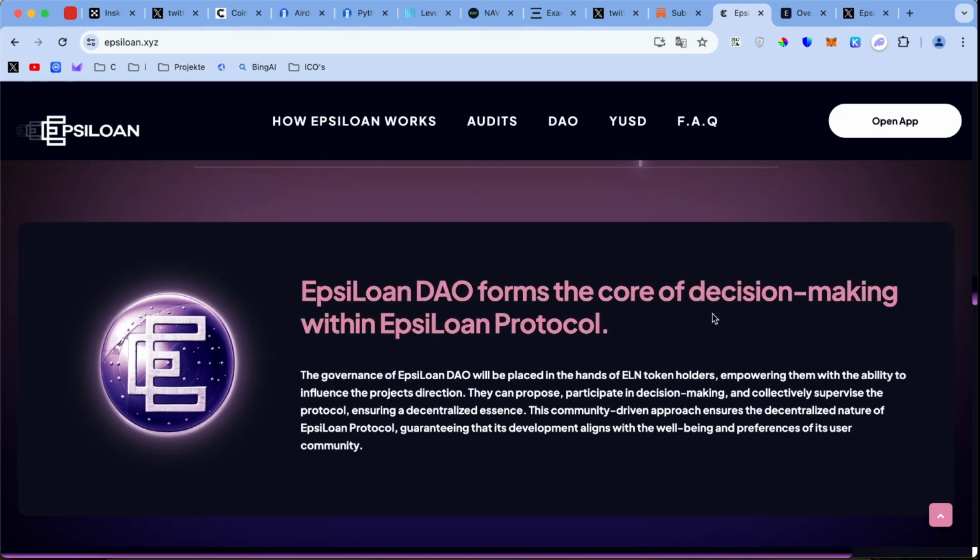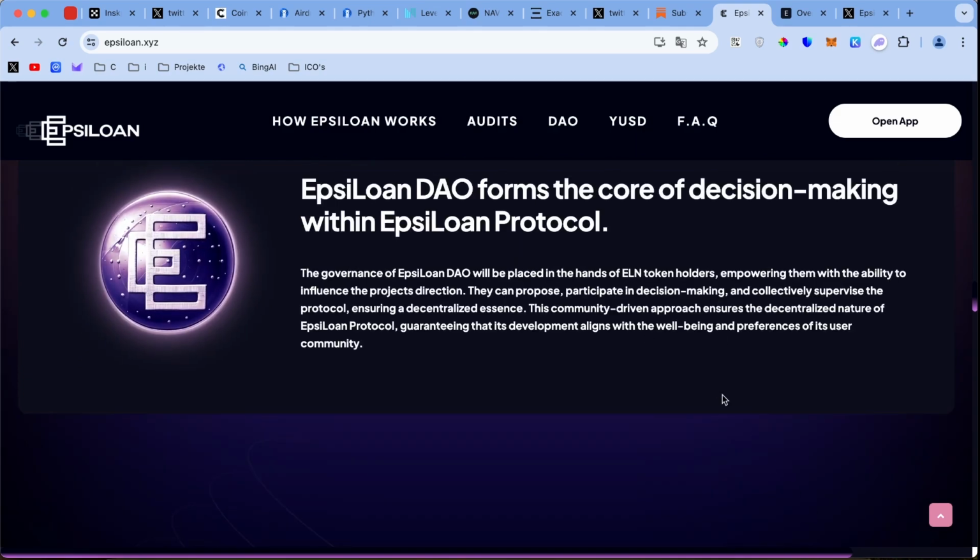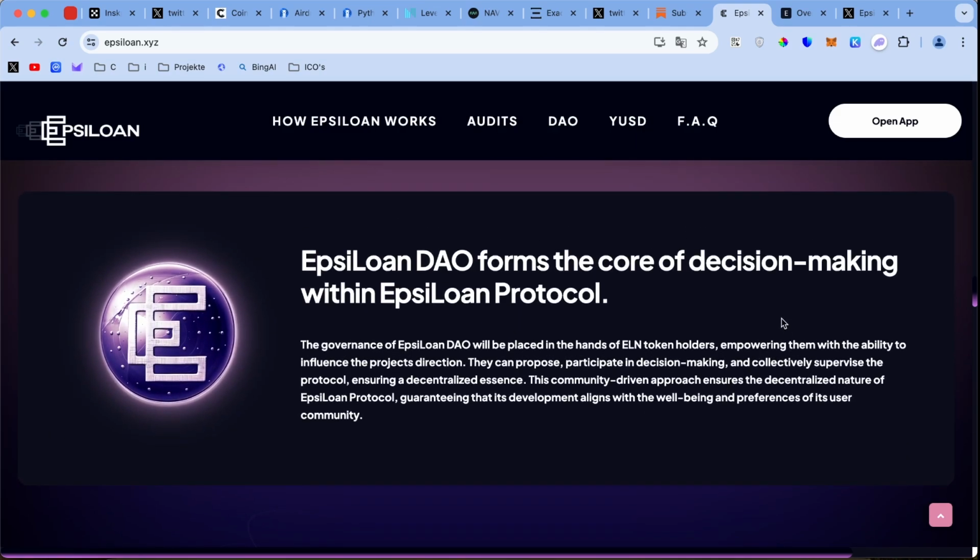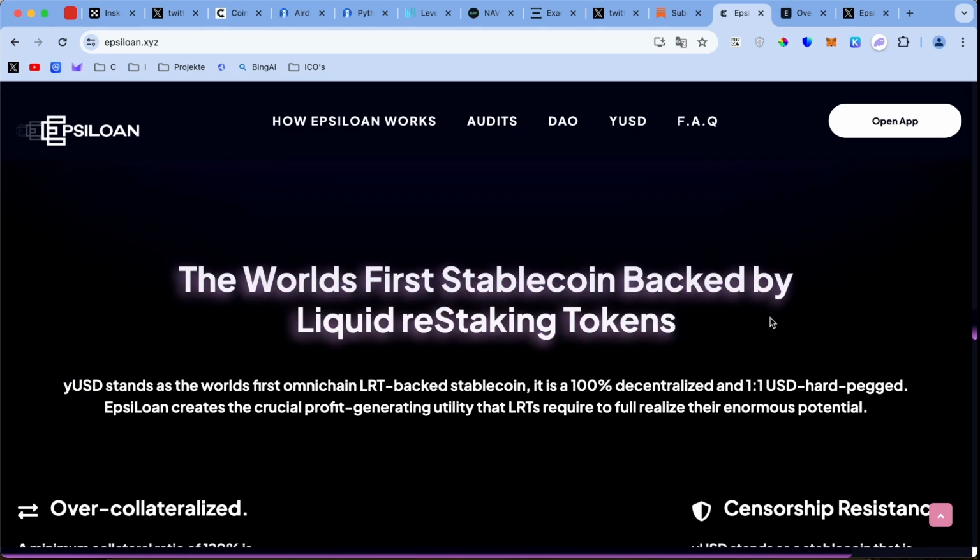And Epsilon DAO forms the core of decision making within Epsilon protocol, which means that there will be a governance called Epsilon DAO, which will be placed in the hands of L token holders. So you as a community can vote and decide what's happening with the protocol, which is great decentralization and a great mechanism to make votings very fair and very community focused.